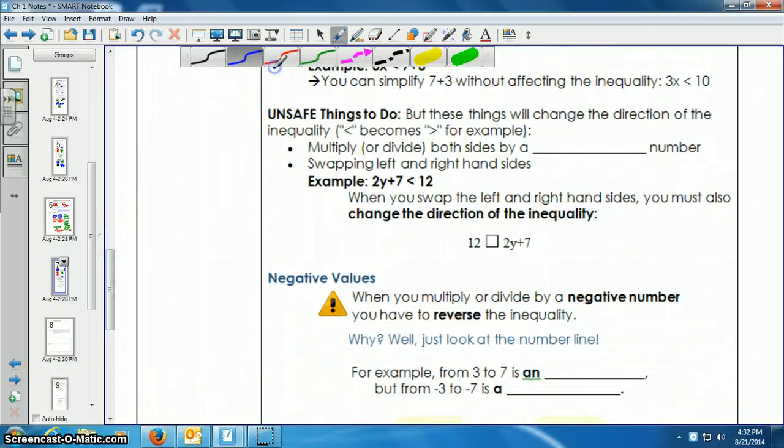Unsafe things. So unsafe things would be changing the direction of the inequality sign. So going this way, now this way. How that's going to happen is if we multiply or divide both sides by a negative number. You might remember that we had to switch our sign, swap it from the left to the right. So when you swap the left and the right hand side, you must also change the direction of that inequality sign.